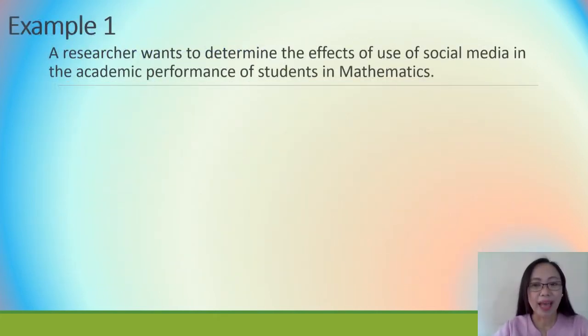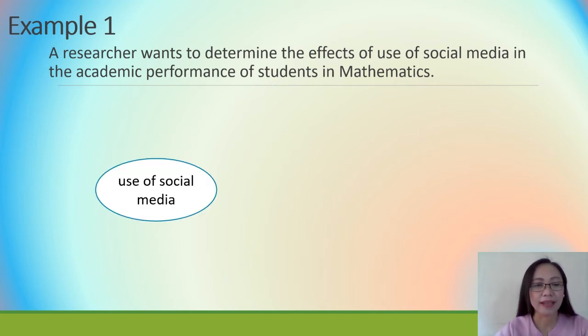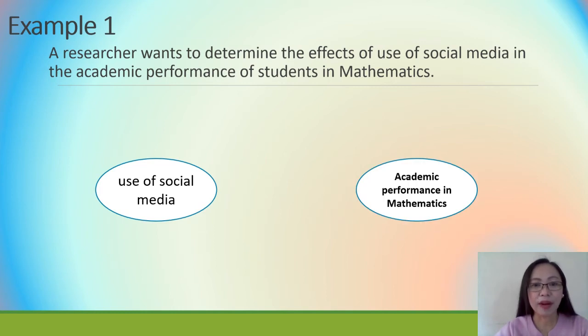Let us look at this example. A researcher wants to determine the effects of the use of social media in the academic performance of students in mathematics. Let us determine the two variables that we're talking about in this statement. First, we have the use of social media and the academic performance of students in mathematics. Now, which one is the independent variable and which is the dependent? The question is, which one affects the other?